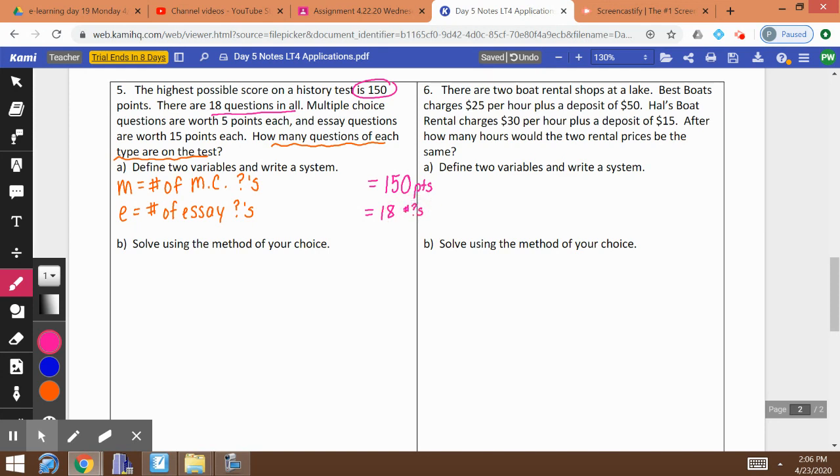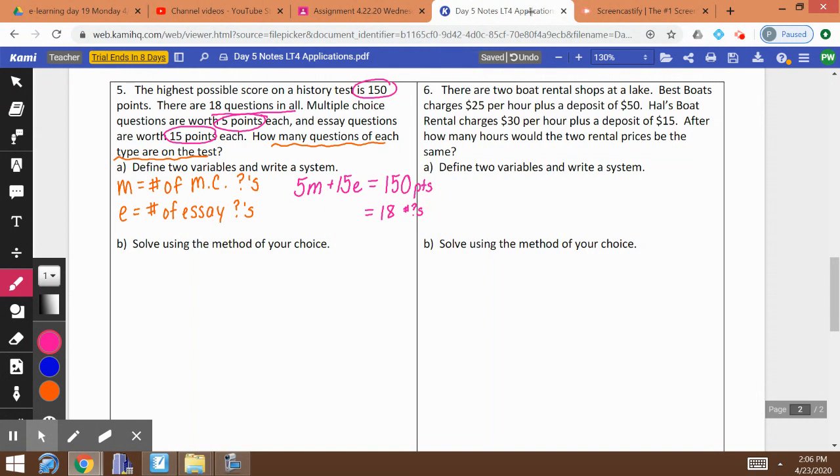All right, so let's see things that have to do with points. So I've got points. Multiple choice questions are 5 points. Essay questions are 15 points. So all the points are going to go into one equation. So 5 times the number of multiple choice and 15 times the number of essay. Again, all of the points go into one equation.